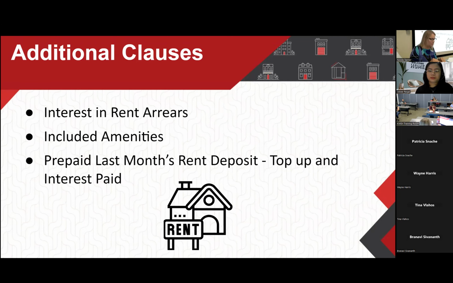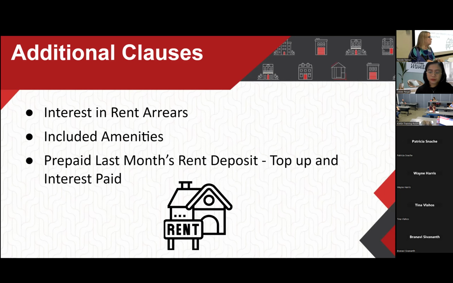Another one is the included amenities, clause number 8. Remember, all this stuff is not in the Ontario standard lease, but these are the added clauses. Clause number 8 states that you can't have a washer or dryer in your unit. Sometimes tenants will bring one in, so he covers that. Also a dishwasher is not permitted, a garbage compactor is not permitted, and a humidifier is not permitted.